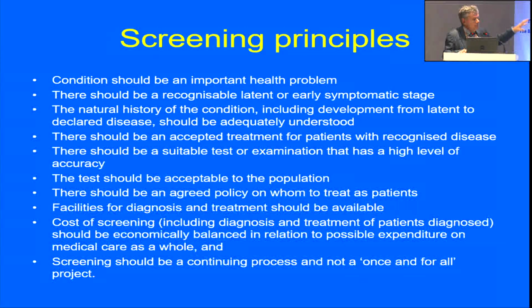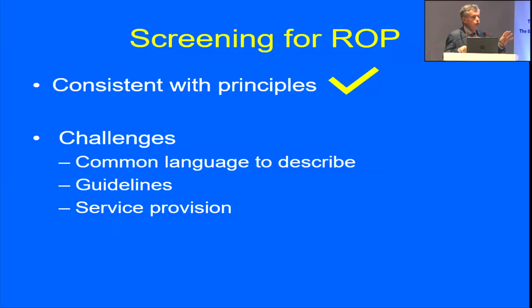Screening: now, the slide is just the principles of screening, we don't need to read it from front to back, but ROP ticks all the boxes. We have a captive audience, we understand the disease, it's acceptable to the population, and we have good treatments. And so the challenge is not so much whether screening is worthwhile, but how do we do it?